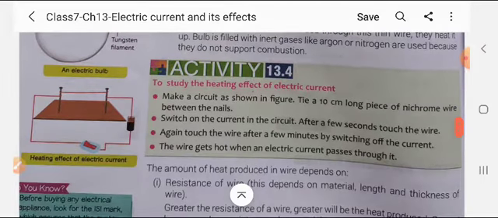Now student, you can see here a small activity to study the heating effect of electric current. A board is set on which two nails are pricked, and they are tied with a nichrome wire. One side is connected with the cell, and the other side is connected as well. Touch the wire after a few minutes of switching on the current. The wire gets hot when the electric current passes. After switching it on, when you try to touch the wire, you will feel the wire has gone hot.